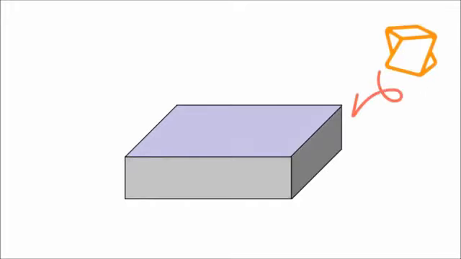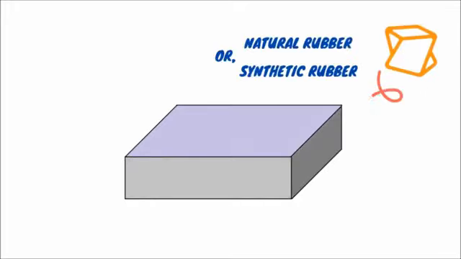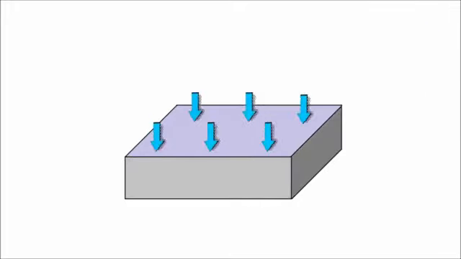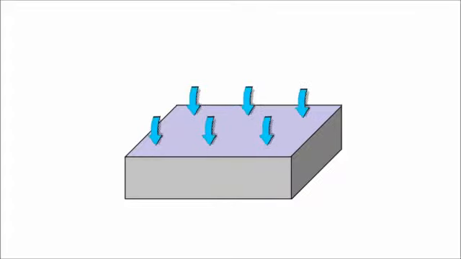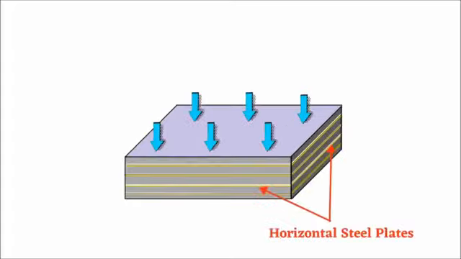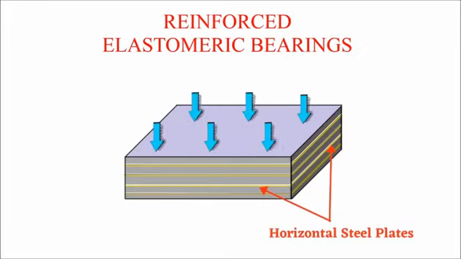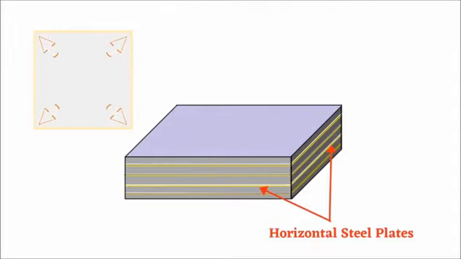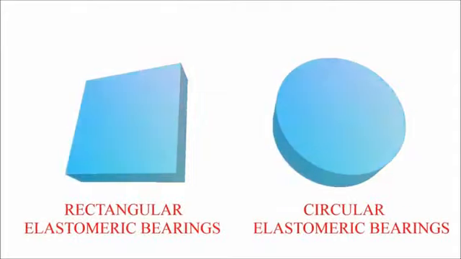The elastomeric pad is made of elastomer, which is natural rubber or synthetic rubber. When under a heavy load, the deformation of the elastomeric pad exceeds its allowable limit, it can cause sliding. And to prevent this type of bulging, horizontal steel plates are provided. The thickness and number of plates depend on the magnitude of vertical loads. Elastomeric bearings can be rectangular or circular in shape depending on the design calculations.